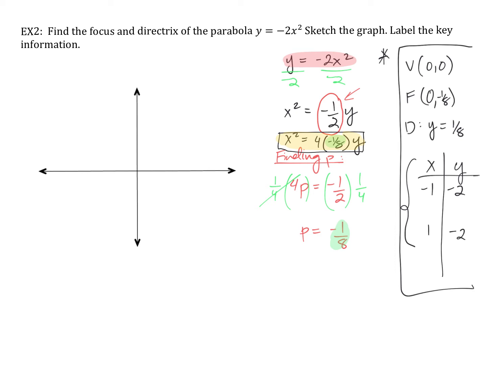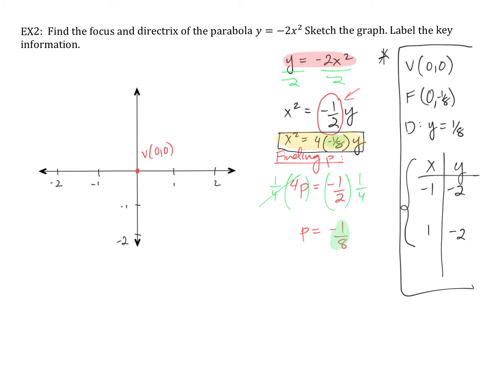The biggest number I have on this graph is y is negative 2. So right there, and then the x values go to 1 and negative 1, basically. So it's not really a large graph, or at least the numbers don't go that large. So let's go ahead and fill in our values. Vertex at 0, 0.